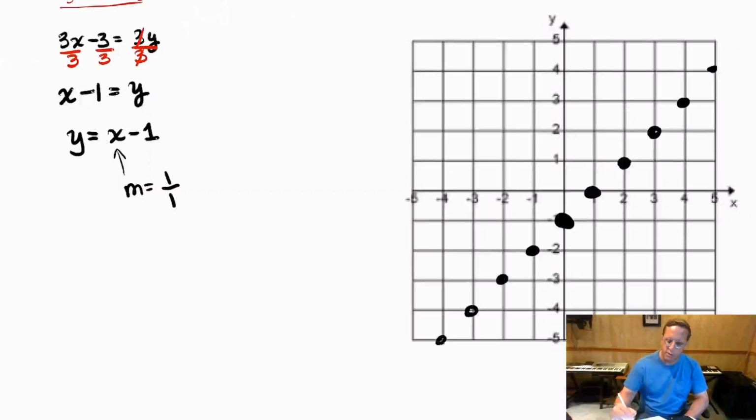For every 1 it goes up, it goes right 1. For every 1 it goes to the right, it goes up 1. And then there's the graph of the line right there.